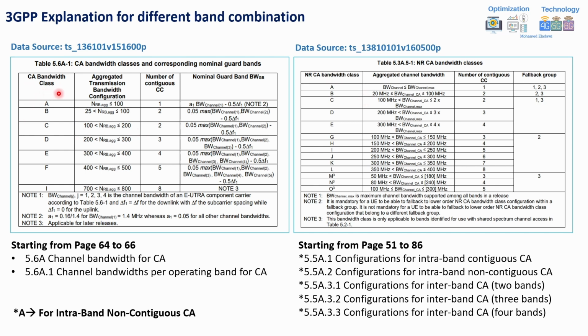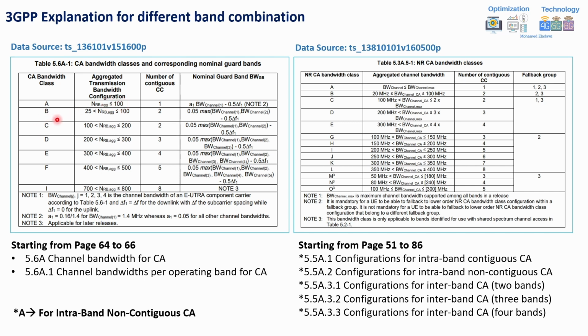Here you can find we have around 4 columns. The first column says what the CA bandwidth class is. We have different classes. Each class is equivalent to a maximum number of carriers, either contiguous or non-contiguous, but here it's mostly contiguous carriers. The second one is the maximum aggregated bandwidth. For example, let's talk about A. If you find under the capability information message that, for example, band 1800 is showing class A, this means it's only one component carrier, and the maximum bandwidth for this carrier can be 20 megahertz, 100 RB.